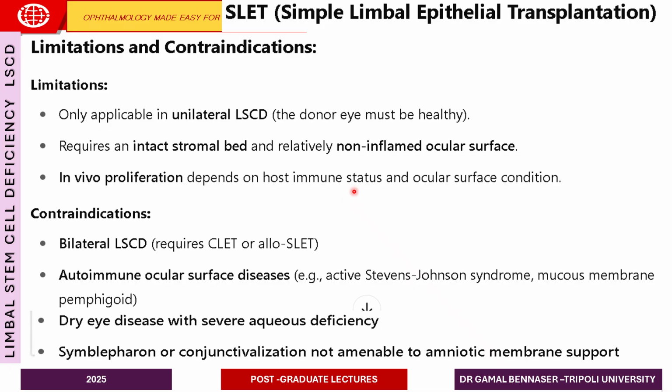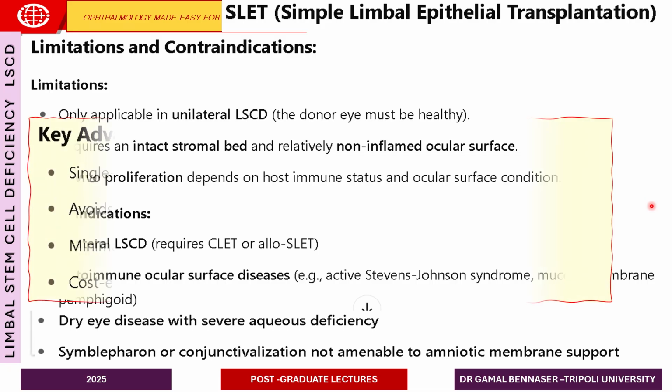So the contraindications will be bilateral cases, especially autoimmune diseases like ocular cicatricial pemphigoid and active Stevens-Johnson syndrome, the presence of severe dry eye, either evaporative dry eye or severe aqueous deficiency dry eye. Also the presence of ocular surface problems like symblepharon, severe conjunctivalization that is not amenable to amniotic membrane support. All these are limitations for the success of this type of procedure.